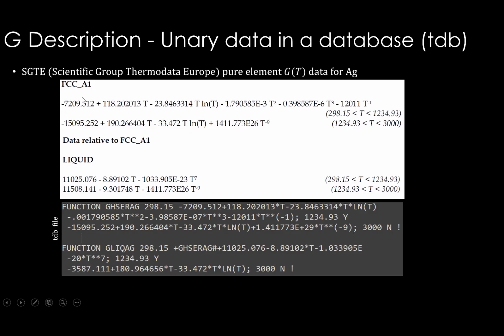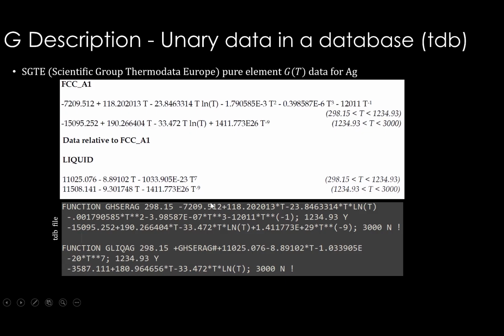Okay, so here you can see FCC A1 written in SGTE, and this is how the expression is given, and the same thing is written in a TDB file in this manner. Function GHSCR AG, Gibbs energy with respect to HSCR, the standard elemental reference enthalpy, for element silver Ag, and the lowest temperature is given here, 298.15. This data comes here, and then the expression starts. This entire expression starts from here.